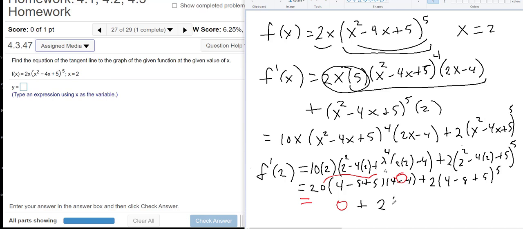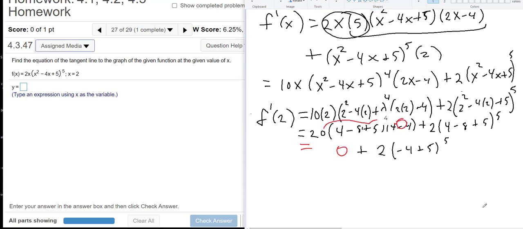Plus 2 times 4 minus 8, negative 4 plus 5 to the fifth. So that's 2 times 1 to the fifth, or 2. Now, it's a coincidence that f prime of 2 equals 2, but that is our slope. Our slope is 2.